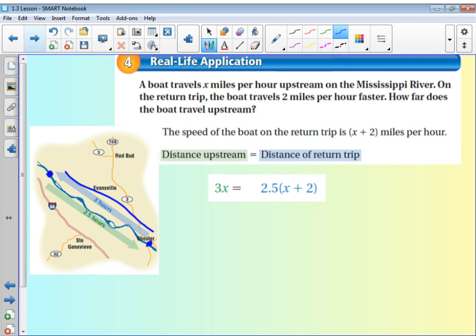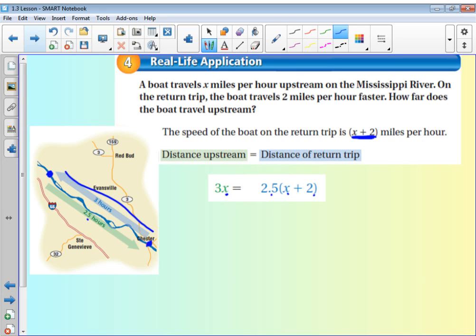So now if I look at this, it's going to be 3 times x, the number of hours that we traveled. So 3 hours times our speed. And then the second trip, and I don't like that I reversed the colors, so I apologize, the second trip was 2.5 hours. And so we're going to take 2.5 times x, which is our miles per hour. But then we went 2 miles per hour faster. So that's where that plus 2 falls into play. And they gave us that right here.